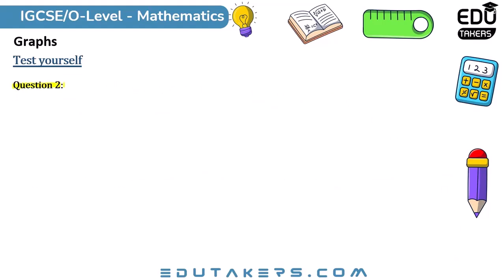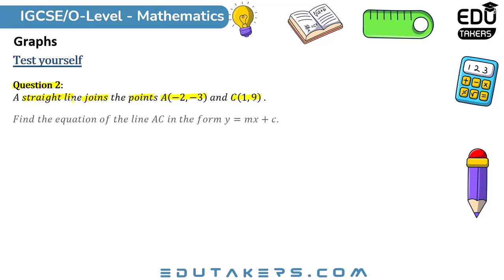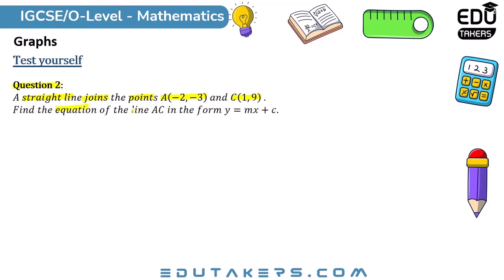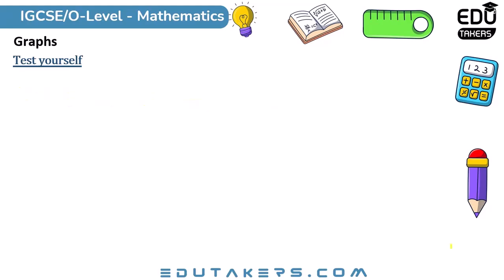Now question number 2. A straight line joins the points A (negative 2, negative 3) and C (1, 9). Find the equation of the line AC in the form y is equal to mx plus c. It's a 3-mark question.